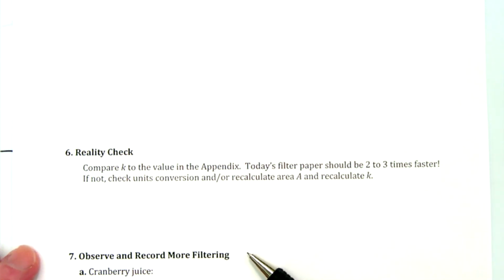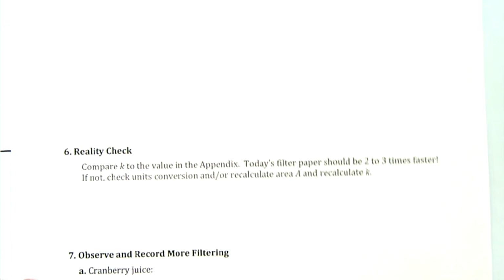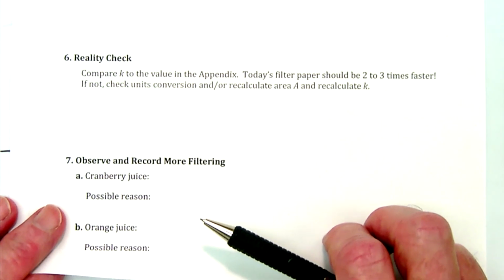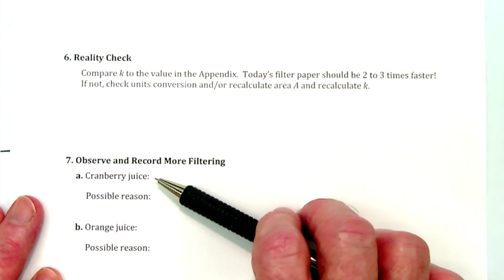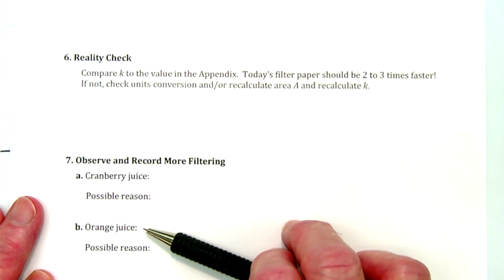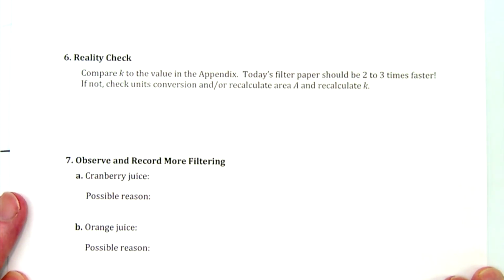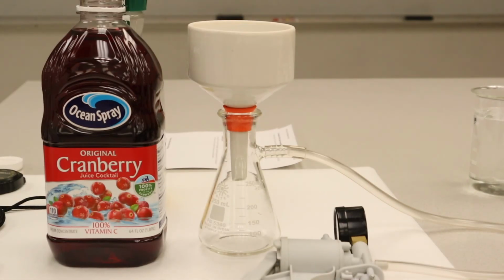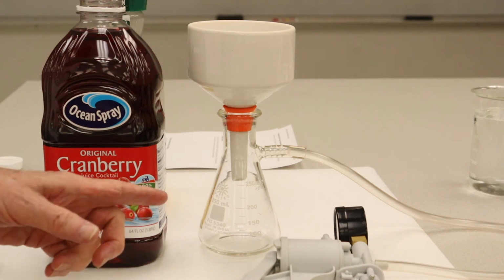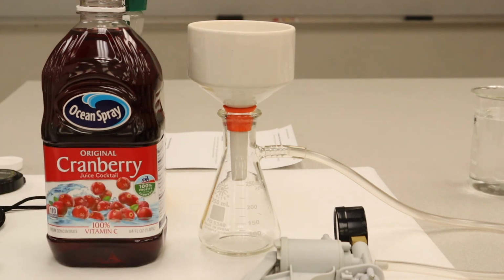Well, assuming you've passed the reality check, let's go on and finish up by doing some more filtering. I'm going to try to filter a couple of other fluids, cranberry juice and orange juice, through that filter paper to see what happens. But follow and observe the following video. Now, to finish up, let's try some further filtering of some different fluids other than water. First, I'm going to try to filter cranberry juice. What do you think is going to be the result down here in the collection flask when I filter cranberry juice? Think about that for a second.